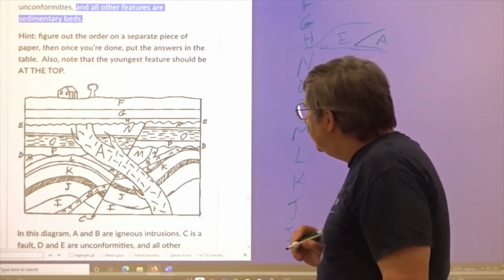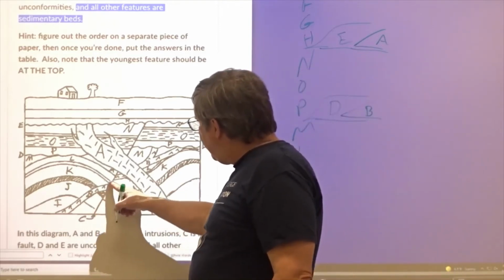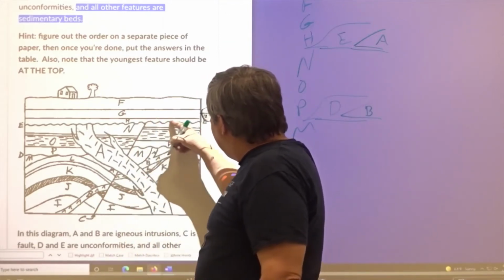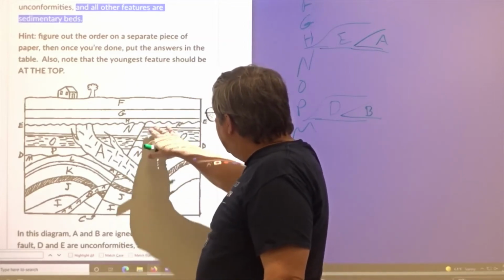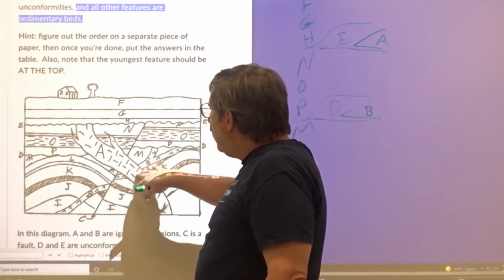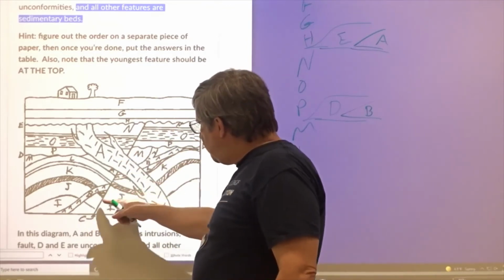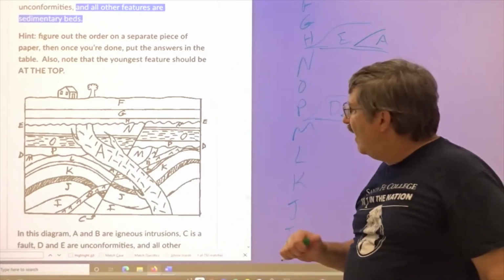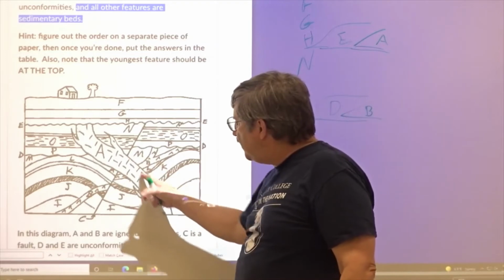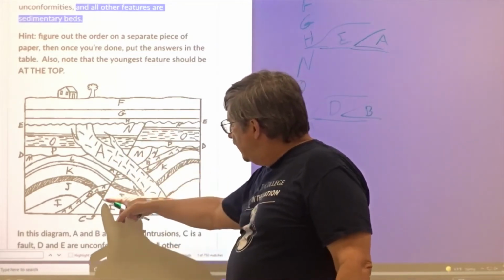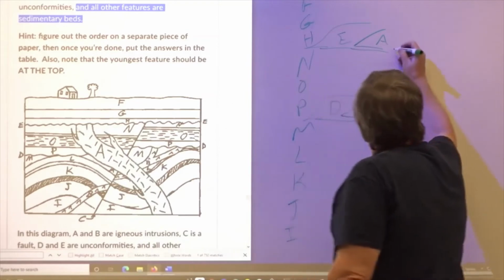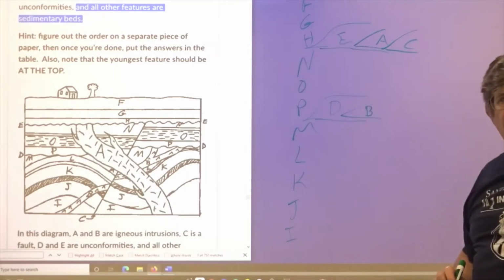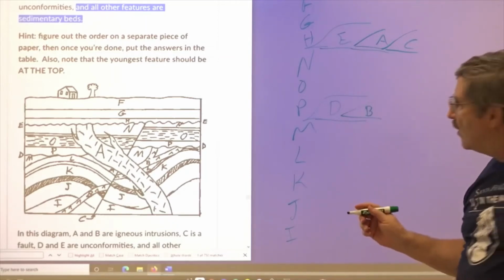How old is the fault? Well, look, it cuts through B, it cuts through P and O and N. It's limited by E, so it's got to be younger than N, but older than E. What about its relationship to A? Does C cut through A or does A cut through C? I hope you can see that A cuts through C, so A is younger than C. C is younger than N. So C goes there.